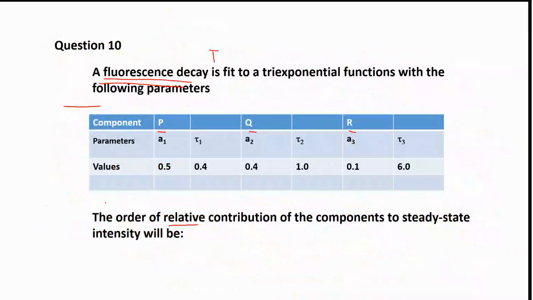So we were talking about the fluorescence decay being fit to a tri-exponential function with the parameters a1 and tau 1, a2 and tau 2, and a3 and tau 3 for the three functions. You have got the value of a1 and tau 1. Now since you do not know what a and tau are, I'll tell you that a1 is the amplitude that depends on the population of the excited state, and tau 1 is the lifetime.